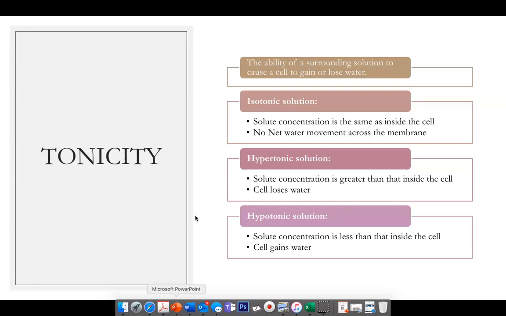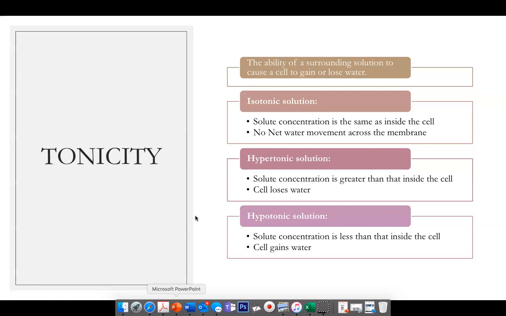A hypertonic solution is going to have a solute concentration greater on the outside than the inside. And we're talking about what the solution of the environment is doing to the cell at this point. So make sure that you pay attention to what you're being asked to determine, because if it's what the environment is doing to the cell, it's going to be the opposite of what the cell is doing to the environment, okay?